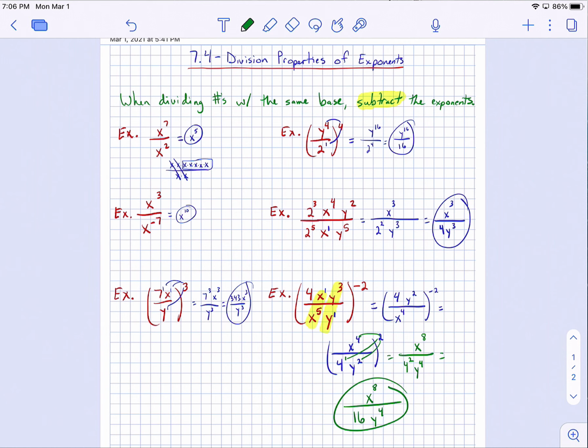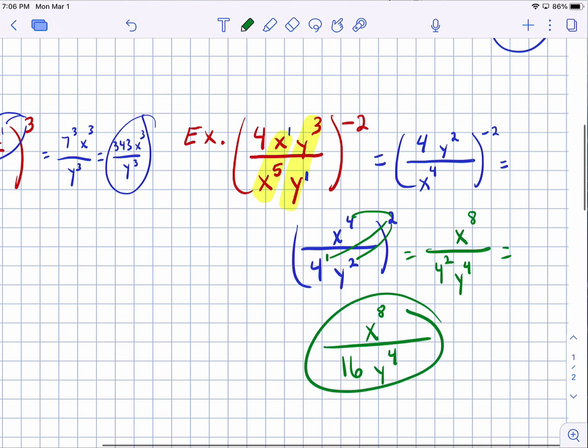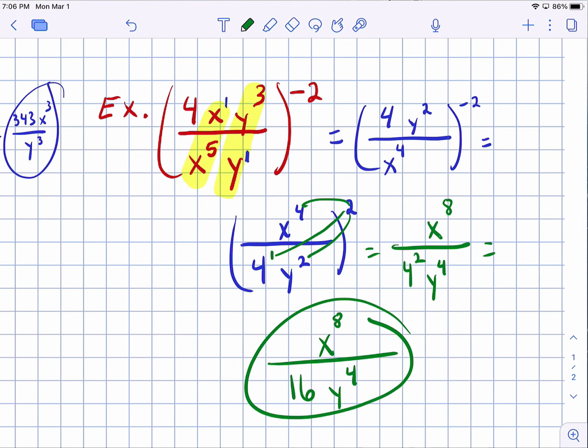So this very last problem combined several things together. We had the division rule where we subtracted the exponents. We had a negative exponent, so we did reciprocals from 7.1. And then from 7.3, we did exponent to an exponent. So this one problem had 3 different things in it: stuff from 7.1, from 7.3, and from 7.4.